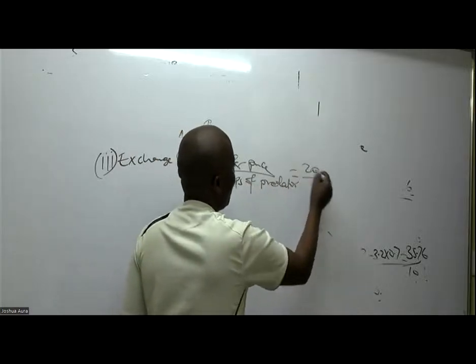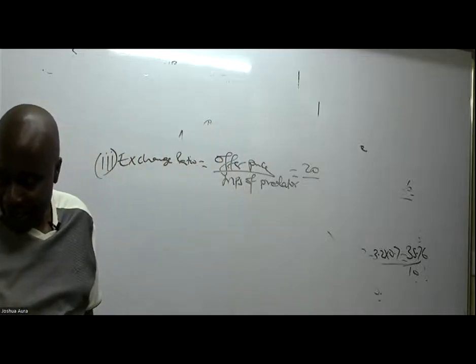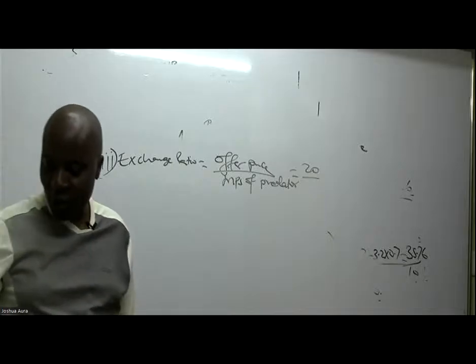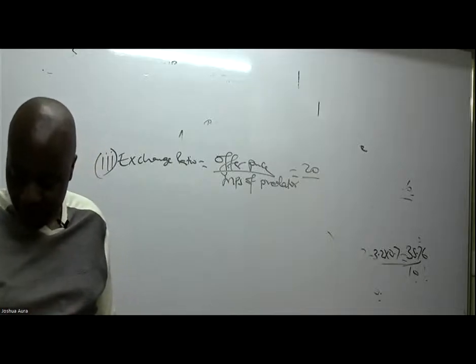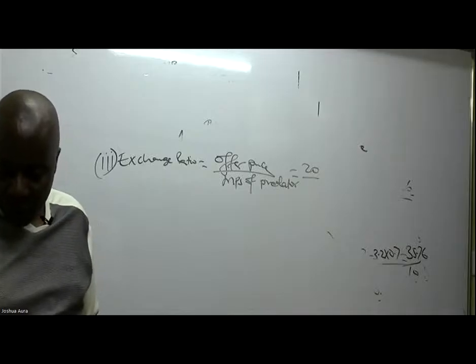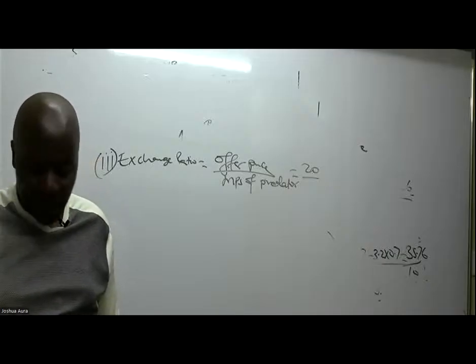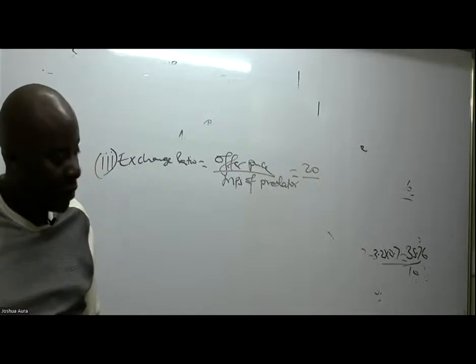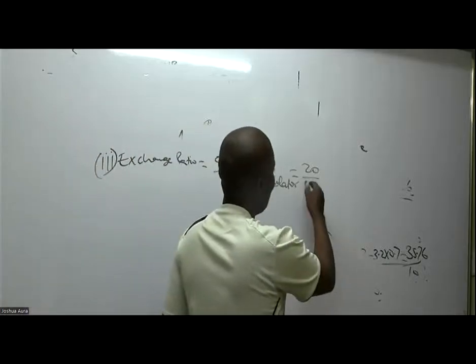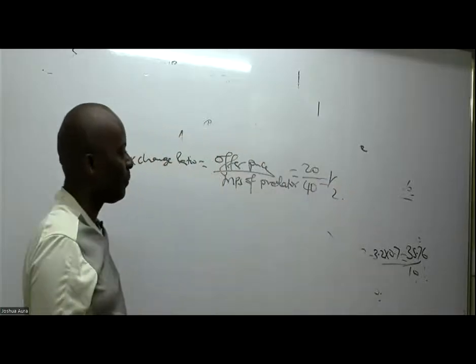So the offer price is 20, and then we have the MPS. MPS of the predator is 40. So 20 over 40, if you wish, you can say it's half. First say 0.5, a fraction, right?